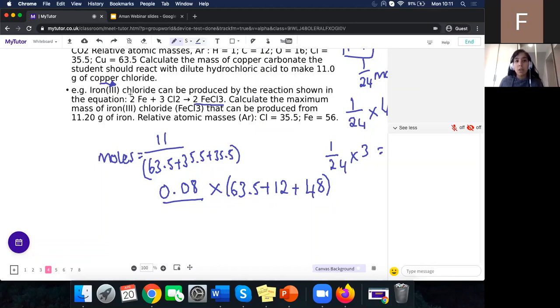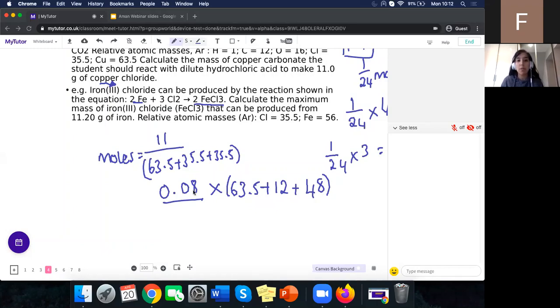So we're looking at iron and we're looking at iron chloride. So first of all, what do we need to do? What's the first step that we need to take then? So we've been given a mass of iron. We want the mass of iron chloride. What's the first step that we take for this question? Yeah, work out the number of moles. Okay, so what's the number of moles of iron then?